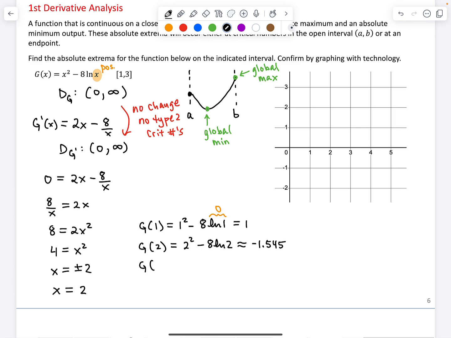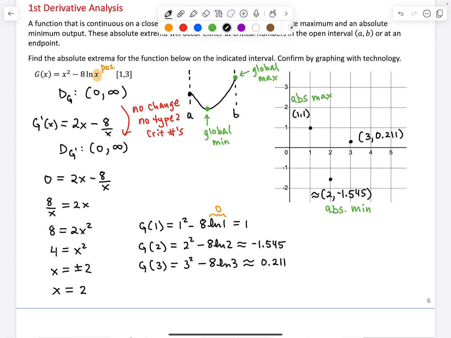Now let's find the value of G at the right endpoint of our closed interval. G of 3 will be 3 squared minus 8 natural log of 3. Reach for the calculator, and we get about 0.211. Now plotting these points, we have (1, 1), we have approximately (2, negative 1.545), and we have approximately (3, 0.211). The highest of these will be the absolute max, or the global max, and the lowest of these 3 points will be the absolute, or the global min.